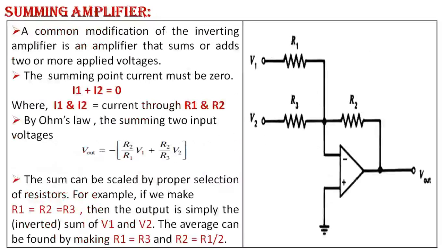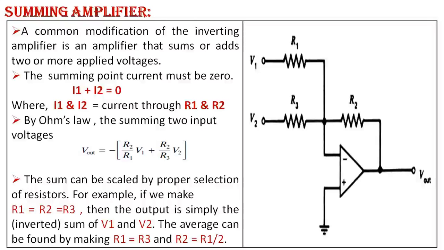We give the two inputs to the same inverting terminal. A common modification of the inverting amplifier is an amplifier that sums or adds two or more applied voltages. The summing point current must be 0. I1 plus I2 is equal to 0, where I1 and I2 are the currents through the resistors R1 and R2. By Ohm's law, at the summing point, Vout is equal to minus R2 upon R1 into V1 plus R2 upon R3 into V2.